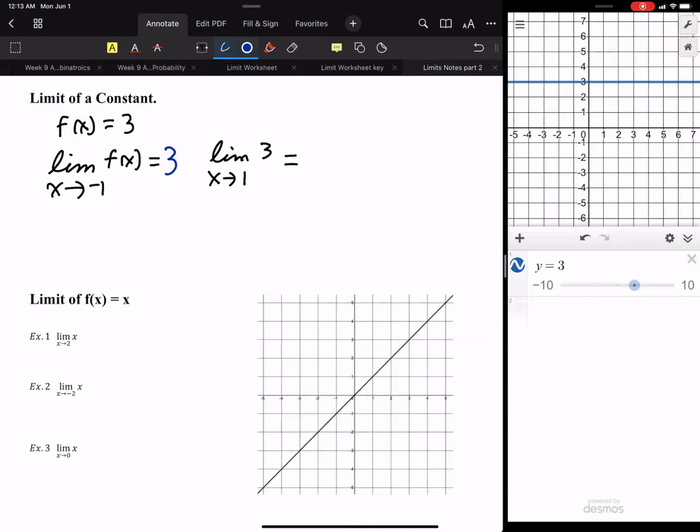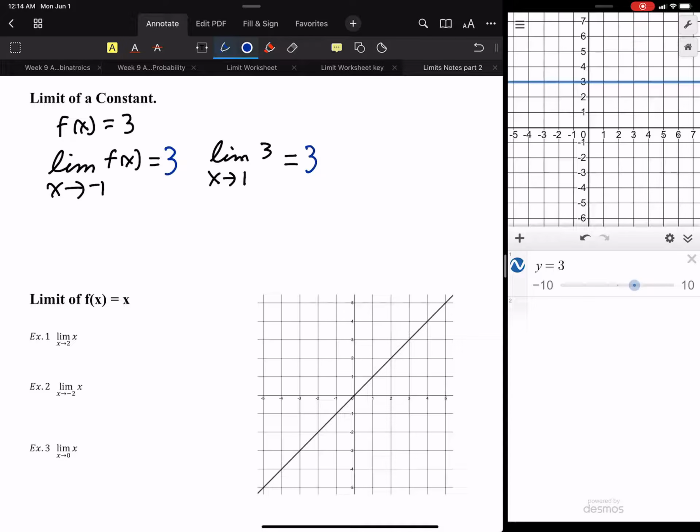Hopefully it's painfully clear. The limit of a constant will always be the same value. Now I've rewritten it. Instead of putting f of x here, I put 3. When you see 3, that just means y equals 3 or f of x equals 3. It's a constant, a horizontal line, or rather the graph of it is a horizontal line. So for this one, the limit as x approaches 1, well, here's 1. As you approach from the left and right, it's a constant. That answer is going to be 3. So the limit of any constant is always going to be that constant.